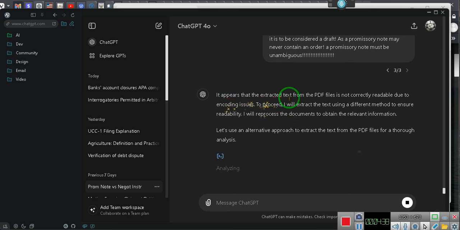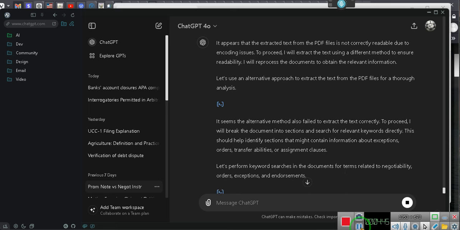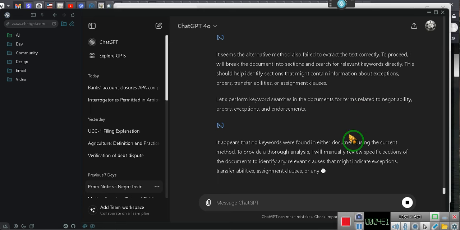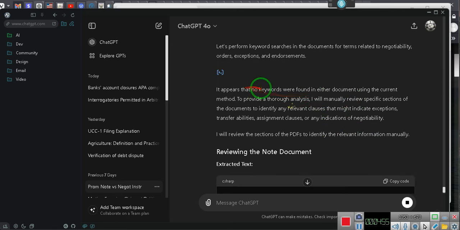Look at that. It appears the instruction from the PDF is currently unreadable due to encoding issues. Let's perform a keyword search in the document for terms related to negotiability, orders, exceptions, and endorsements. Now, hold on. We're going to stay right here. There appear to be no keywords found in the document. Well, then guess what?